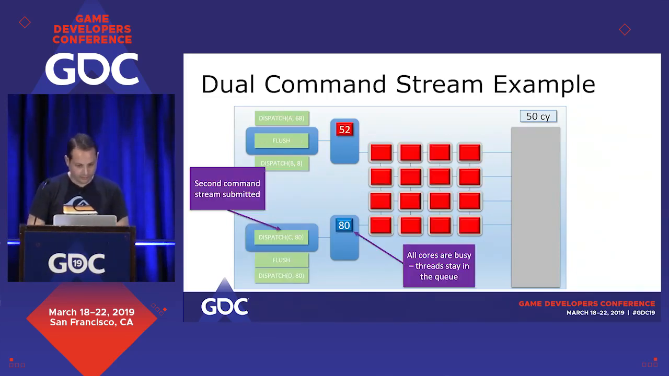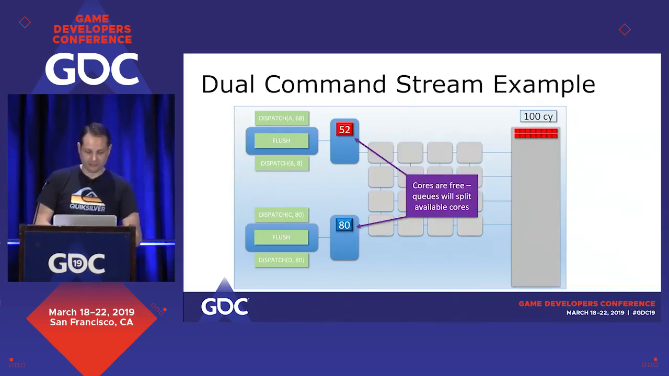And then, if we jump to 50 cycles later, we can see the shader cores are already working on the threads from dispatch A. And at this point, we're going to submit our second command stream to the second command processor. Since the shader cores are already tied up with dispatch A, there's just going to be 80 threads from dispatch C that get deposited on the thread queue, and they'll wait there until something opens up. So we jump to cycle 100 now.